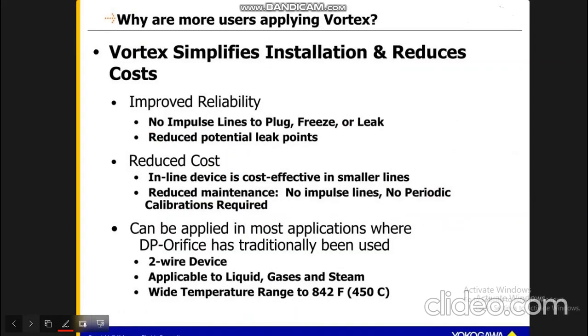And we'll jump into why the user uses the vortex more. Vortex simplifies installation and reduces cost. That's the main thing, by improved reliability, no impulse lines to plug, freeze or leak, which reduces the potential leak points. So reduced cost in line devices, it is cost effective, and smaller lines reduce maintenance, no impulse line, no periodic calibration required, and it can be applied in most applications where DP has traditionally been used.